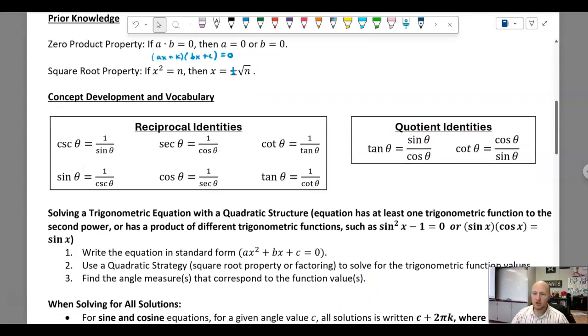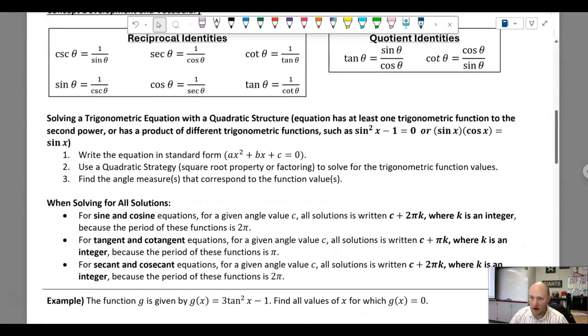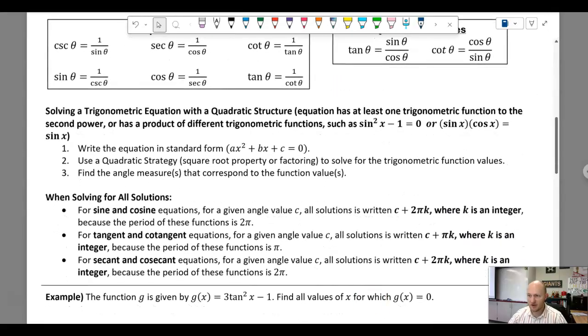Okay, quadratic equation. How do we go ahead and solve this? This is an example of what a quadratic structure would look like: sine squared x minus 1 equals 0, or vice versa. You have two trig functions multiplying. Number 1, write the equation in standard form, so it looks like ax squared plus bx plus c equals 0. Number 2, you could use a quadratic strategy where you take a square root or factor to break this down, and then you solve those equations and find the angle measures.